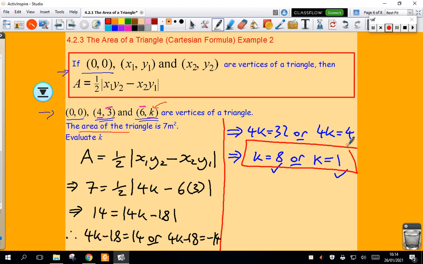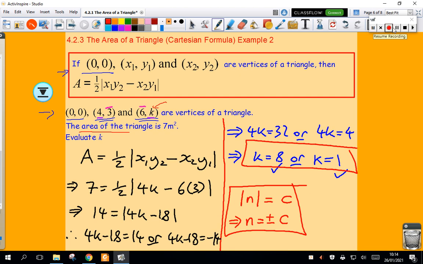Okay, so sometimes you might be given the area and they might leave out a coordinate. You've got to figure it out. Okay, remember, if the absolute value of any number is a constant, well then that number inside the bracket could be plus or minus whatever that constant is. Okay, and that's how we solve absolute value equations. Okay, practice, practice, get used to the formula.